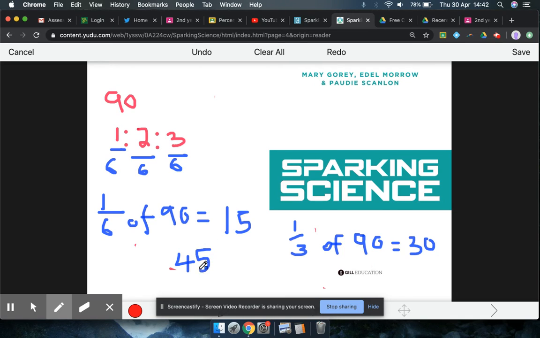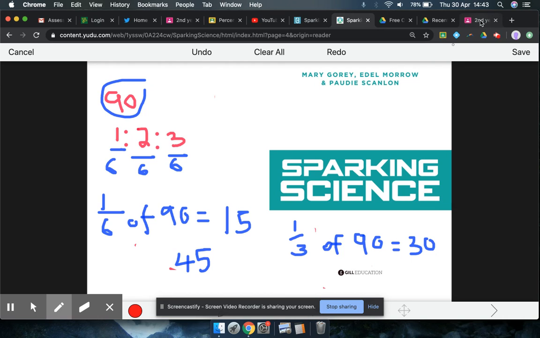Okay, it's really important to check this to make sure it works out at the end. If this has been divided up properly, then all of your values should add up to the original value you had to begin with, which in this case was 90. So 15 plus 45 plus 30, does that add up to 90? So 45 plus 15 is 60. 60 plus 30 is 90. So therefore, we are definitely correct.